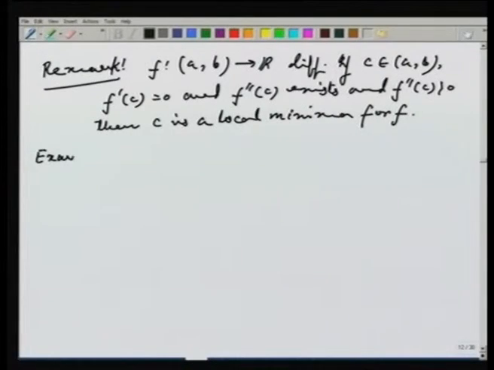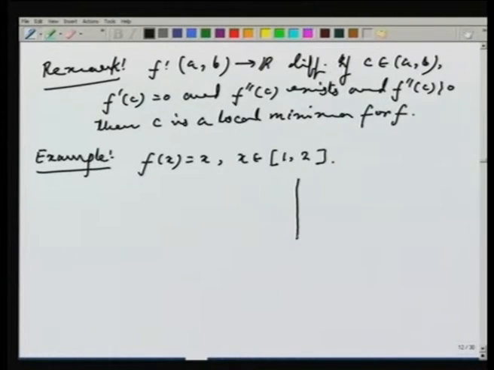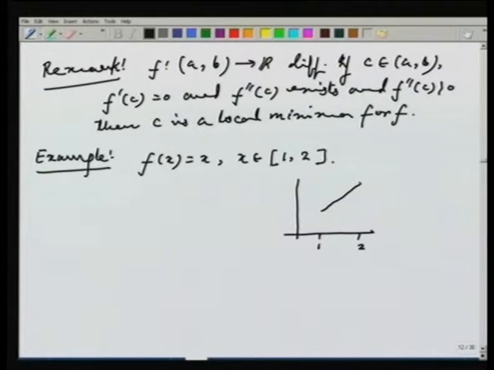Now, let us look at the following example. f x is equal to x if x belongs to the closed interval 1 2. You see that f is a nice differentiable function. I can easily draw the graph of the function also, that this is the point 1, this is the point 2. At the point 1 the value of the function is 1, at the point 2 it is 2. So, it looks like this. You can see that the point x equals 2 is the maxima.